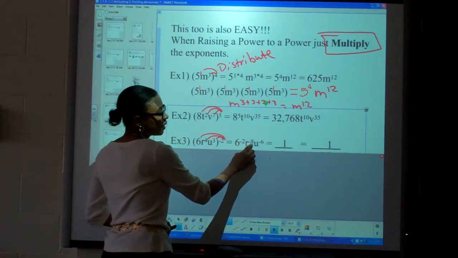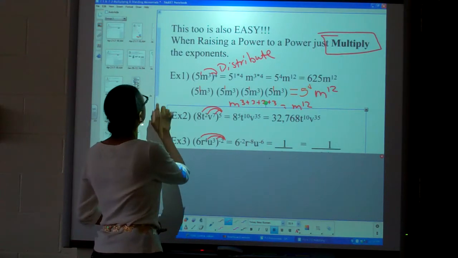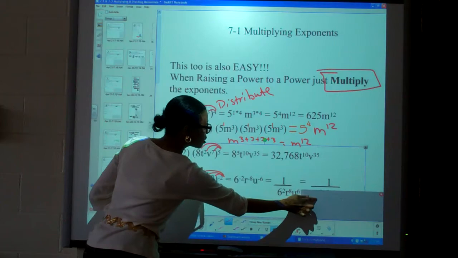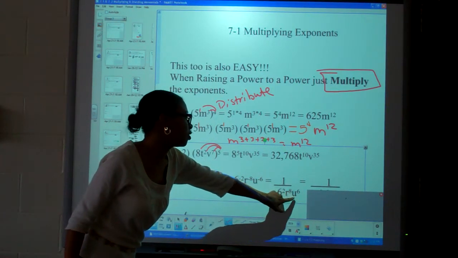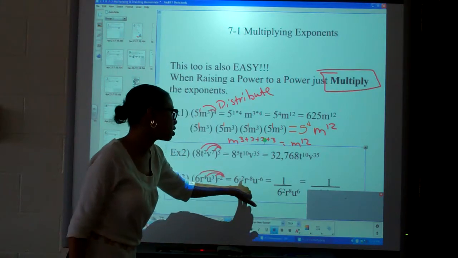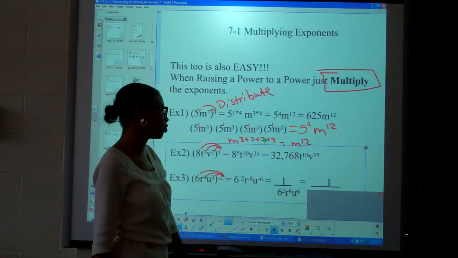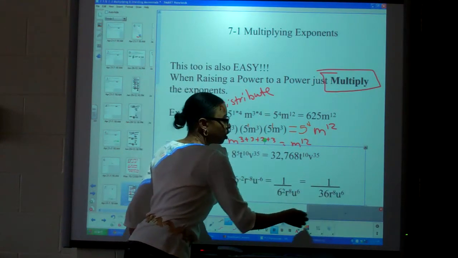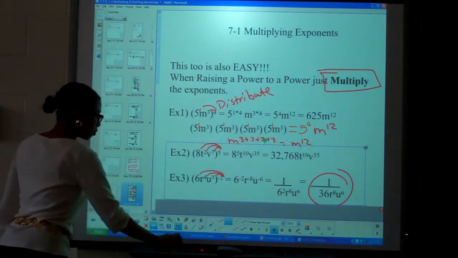Okay, we don't like negative exponents, so what does that mean? That means everything needs to go to the denominator. So here it is. That's going to be 1 over 6 squared, r to the 8th, u to the 6th. Everything became positive because all these exponents were negative. We just put them in the denominator because they were already in the numerator. 6 squared is 36, r to the 8th, u to the 6th power. And that's your answer for example number 3.